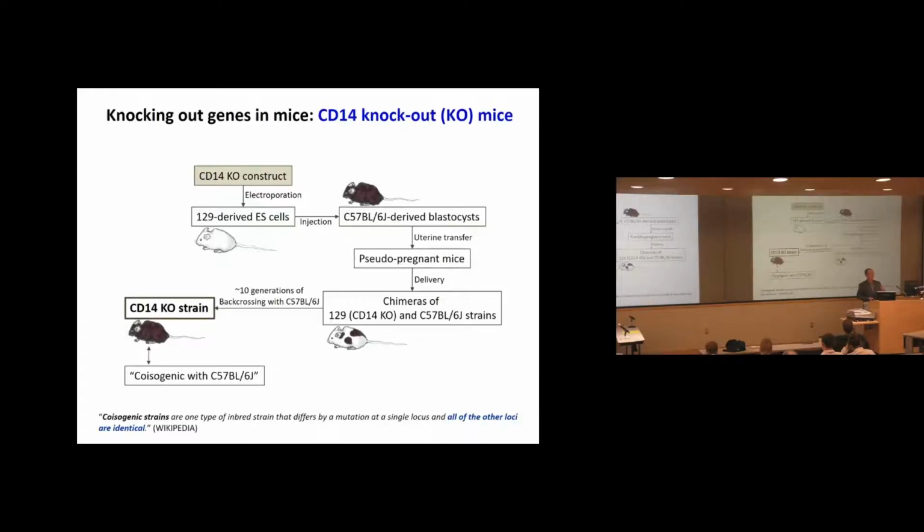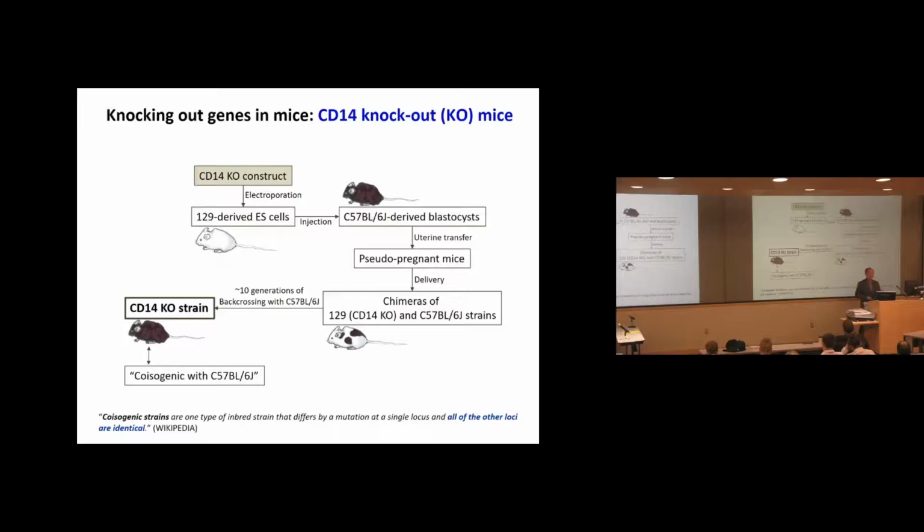And then they claim that about 10 generations of backcrossing with black 6J will make the CD14 knockout strain co-isogenic with black 6J. This is very important, co-isogenic with black 6J, so that we can use black 6J, which is a backcross strain for CD14 knockout, as a wild-type control to study CD14 knockout.